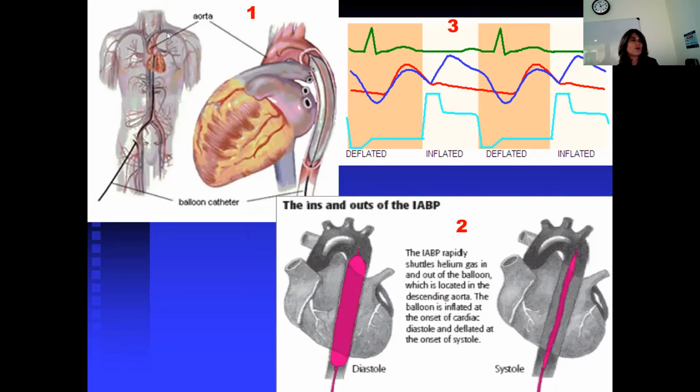So this picture is showing how they thread the catheter up into the descending aorta, and that's where they leave the balloon. And then once the balloon is in place, you see it here? It just sits there. Inflates during diastole, deflates during systole.